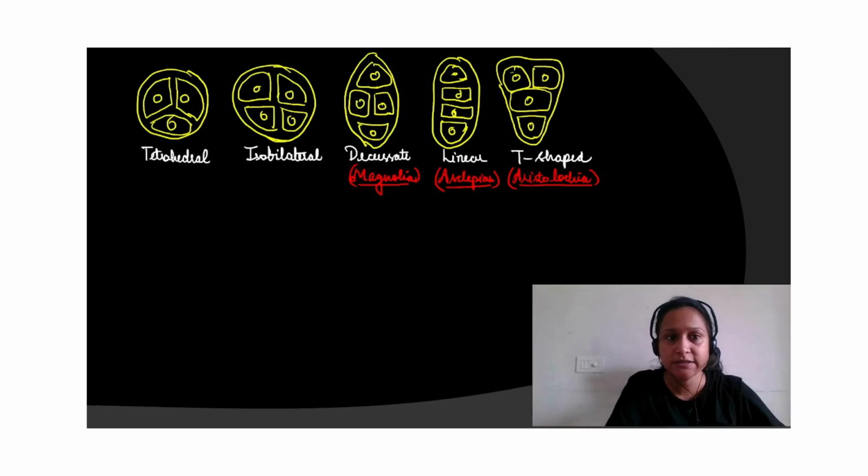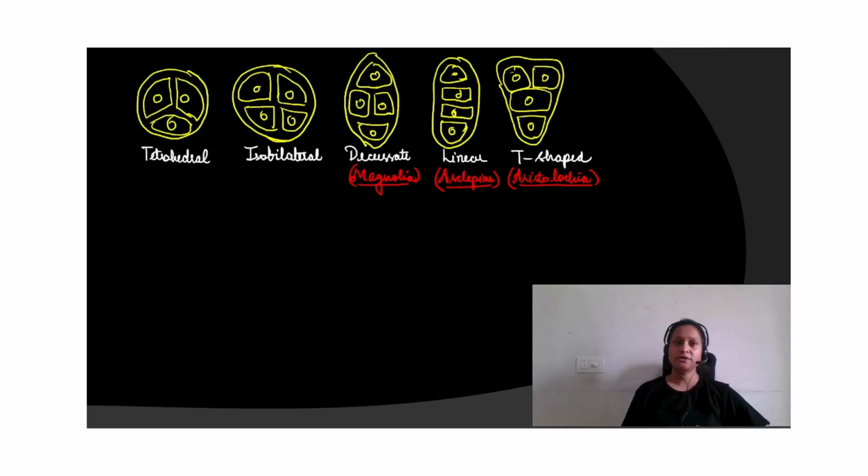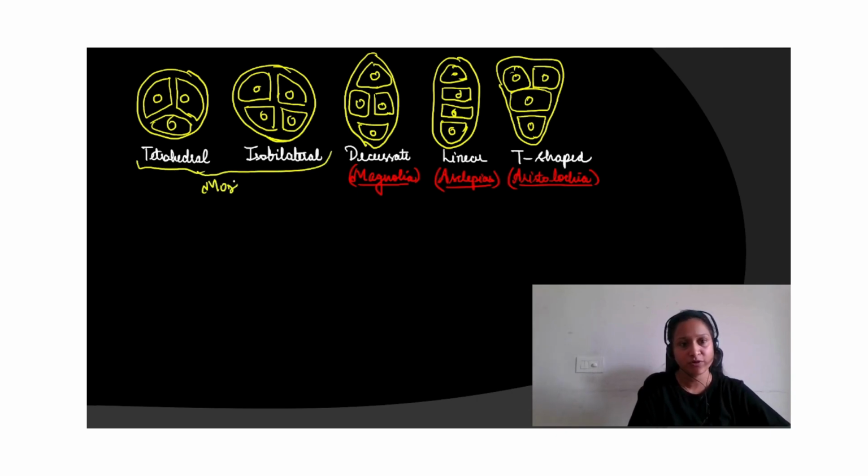Alright, now moving ahead. Now the microspores which are formed inside the anther, the typical microspore is tetrahedral or isobilateral. These are the most common microspore formation. Beside these two, you can also see decussate, linear or T-shaped type of microspore formation. So decussate you will see in magnolia, linear in asclepias, T-shaped in aristolochia. So these are not that much common. The common one is tetrahedral or isobilateral. In tetrahedral, 3 cells are visible to you easily. One is at the back side. So total 4 are formed.